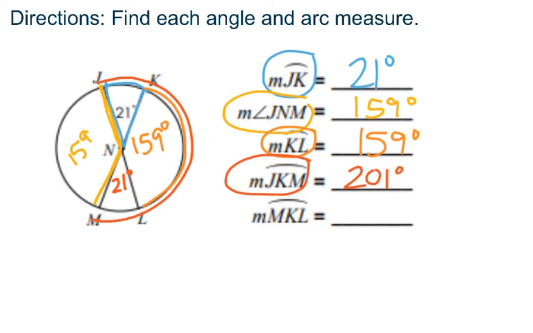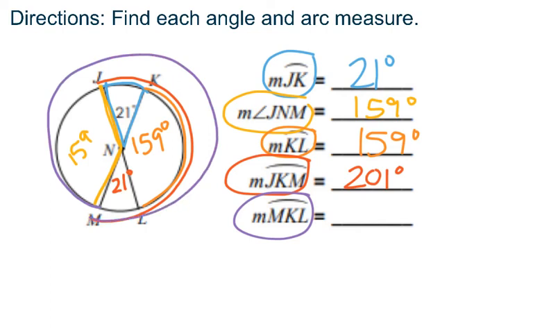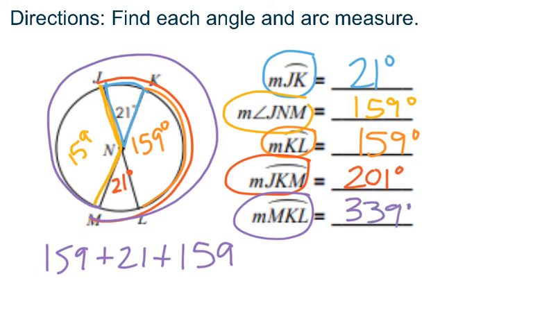And then last, I'm going to find the measure of major arc MKL. So I have to go in the order it says, MKL. So I got 159 plus 21 plus another 159. And when I add all that together, I get 339 degrees.